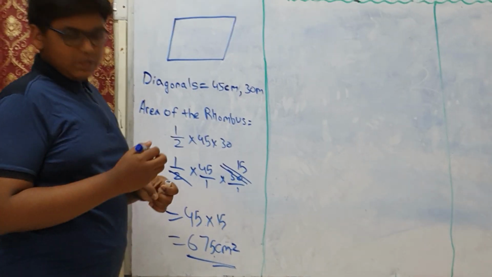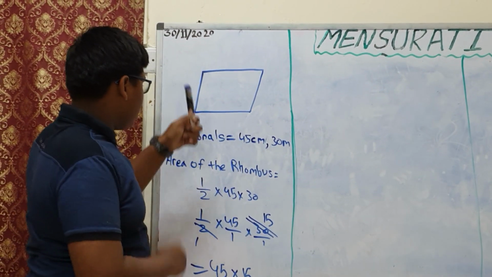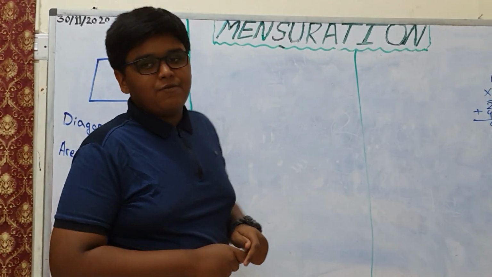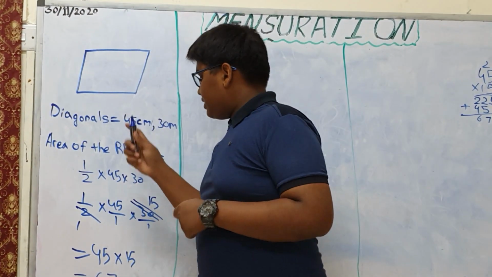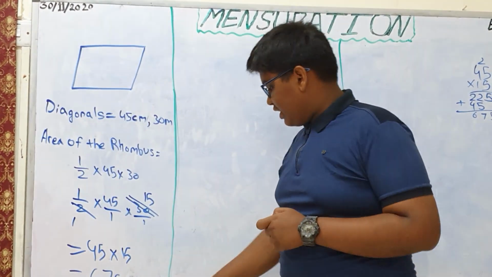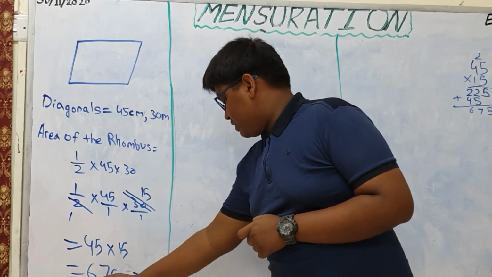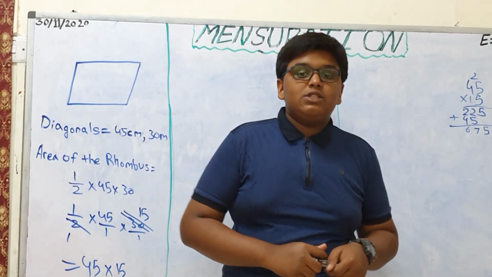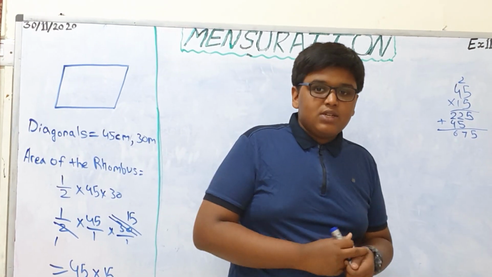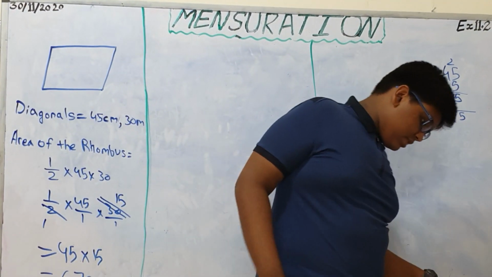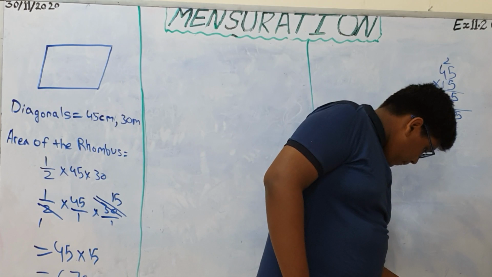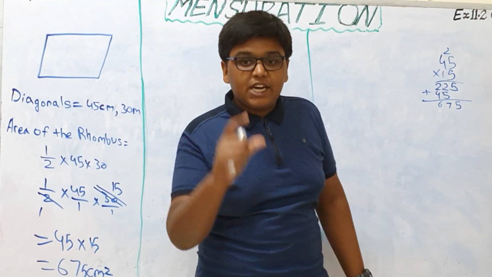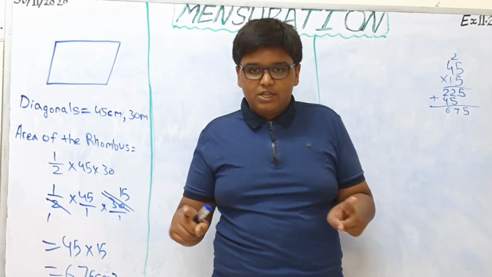Now we have found the area of the rhombus, which was important for us. We did this whole and found the area, which is 675 centimeter square. Now in this question there were two parts. In one part they were asking us the area of each tile, the area of each rhombus.